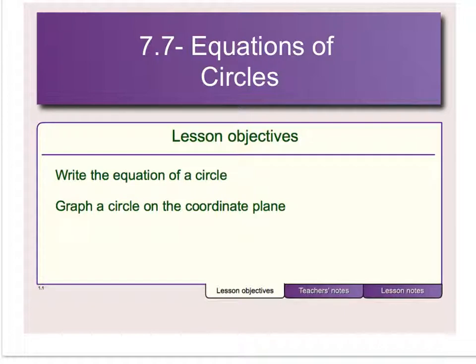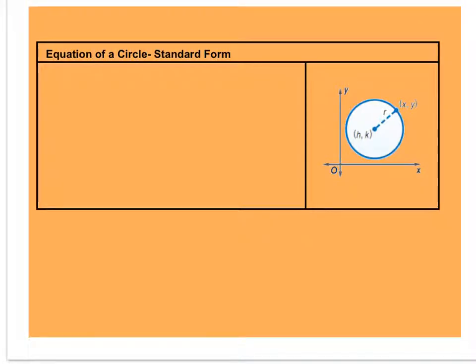So, last but not least, we're talking about equations of circles. How do I graph a circle in the coordinate plane, which you guys love to call a graph? So that's kind of what we're looking at here. When we look at the equation of a circle, what are we talking about?